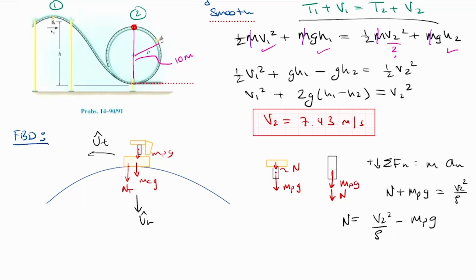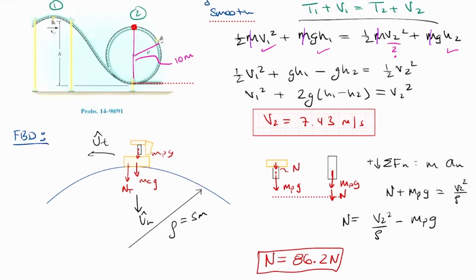We know the velocity from before at state 2. We know the mass of the person. We know gravity. We know the radius of curvature. This is a round loop, so this radius of curvature, of course, we know as 5 meters. So when you substitute in the values, you end up getting that the normal force calculated is 86.2 newtons. So that is the normal force exerted from the chair to the person.